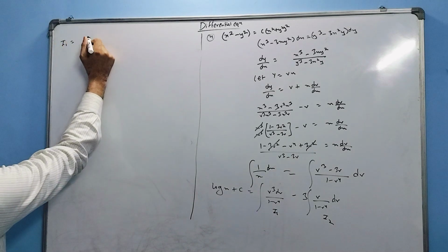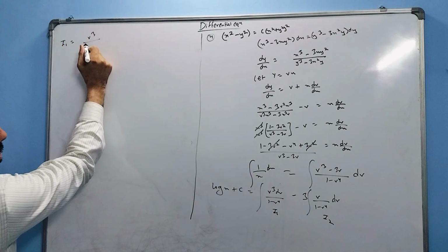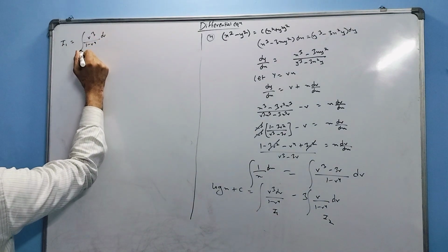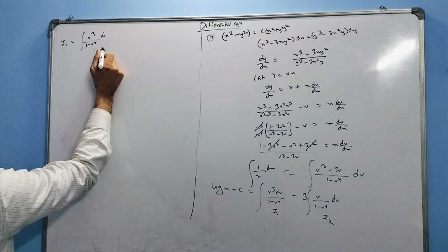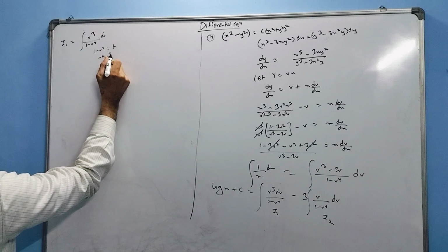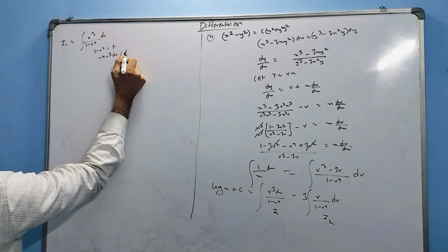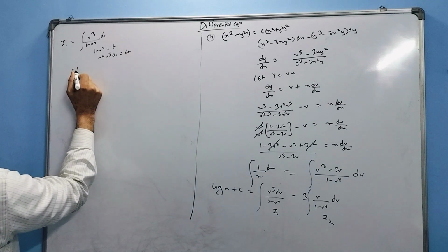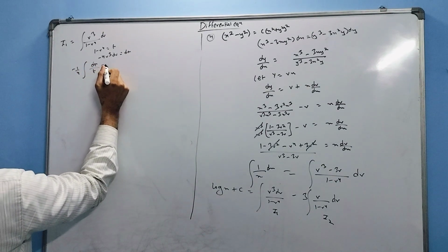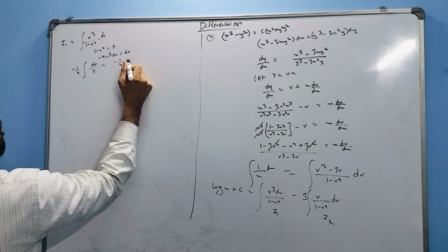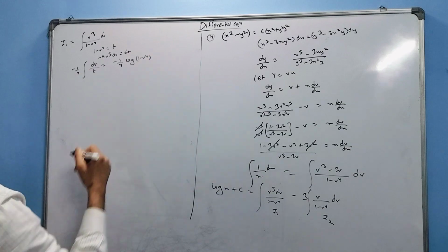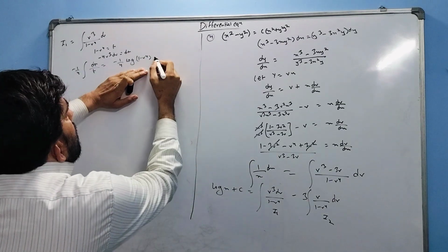So we have v cube upon 1 minus v^4 dv. What will happen? Put 1 minus v^4 is equal to t, so that minus 4v cube dv is equal to dt. So we have minus 1 upon 4 here, we have dt upon t, it will be minus 1 upon 4 log t. What is t? 1 minus v^4. Okay, so this we have done.